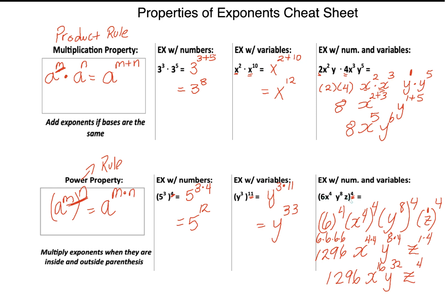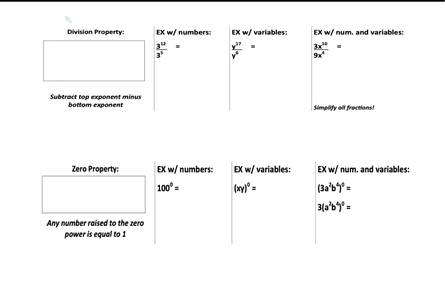So if you have 3 terms in the parentheses, all 3 terms you must raise to the power of 4. So always remember the difference between the product rule and the power rule. The power rule always has an exponent on the inside and one on the outside. Notice, inside, outside.